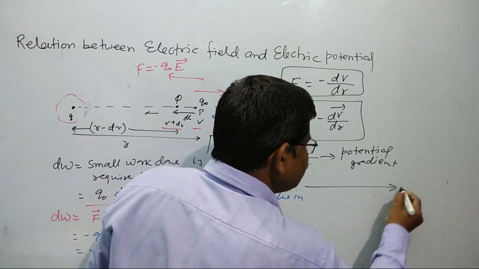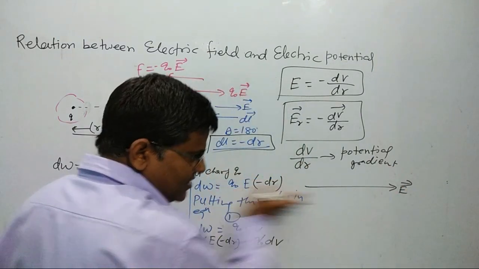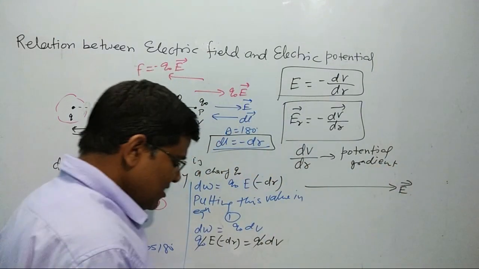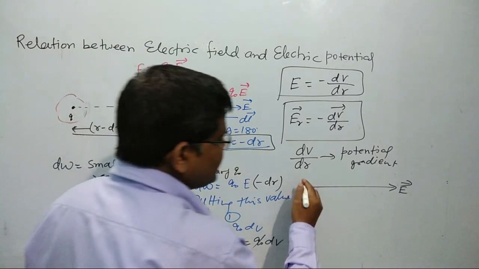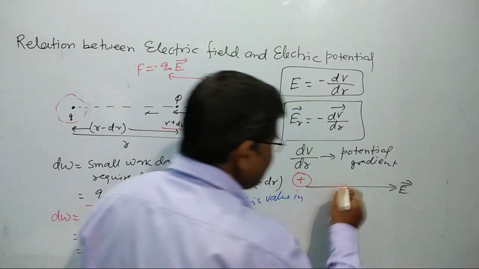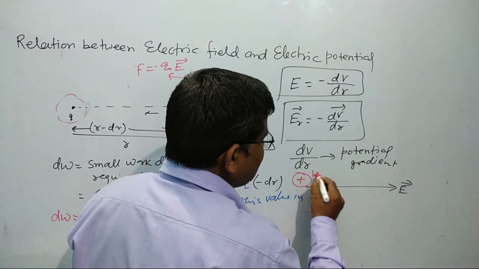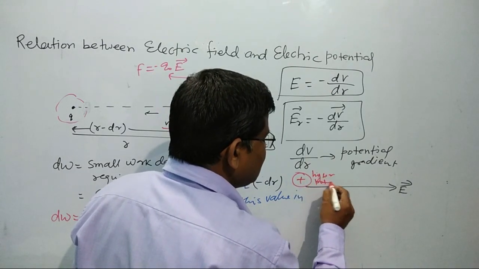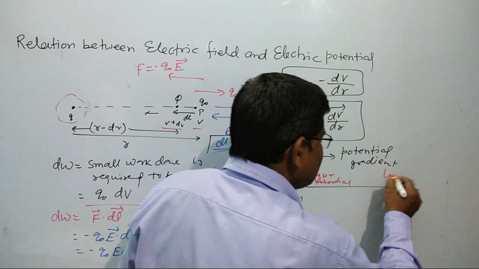And this is always decreasing in the direction of the electric field. If the electric field is in this direction, then the higher potential is at this point. Higher potential at this point, the plus sign means higher potential, and here is the lower potential.